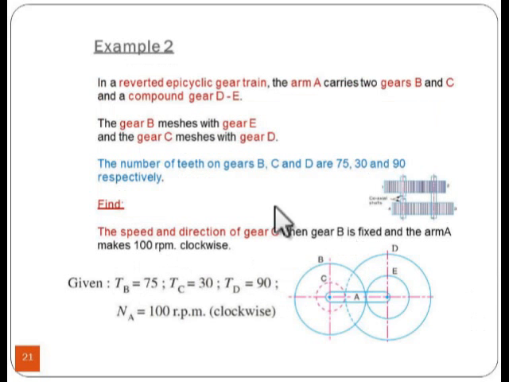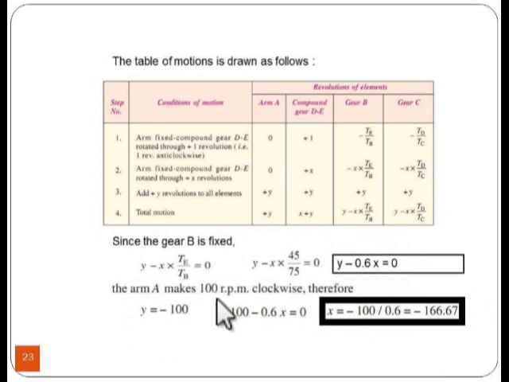Now arm A, they have said arm A makes 100 RPM. If arm A makes 100 RPM, what is my arm speed? It's going to be +Y. So Y is equal to clockwise. The arm is rotating clockwise, so negative. So Y is equal to minus 100. If I substitute minus 100 in this equation, it will be minus 100 minus 0.6X. So in that case, I can find out X as minus 166.67 RPM.